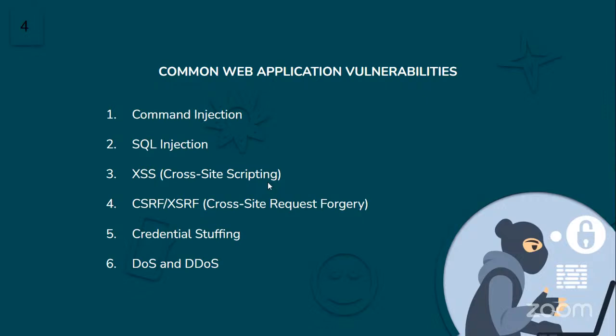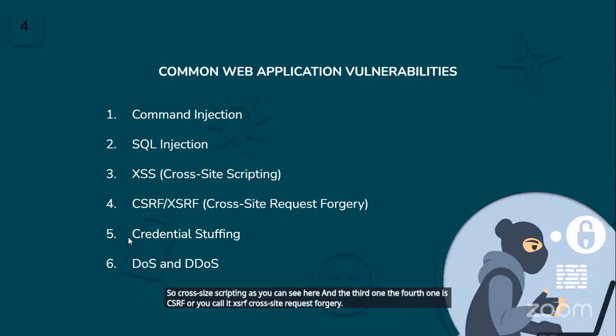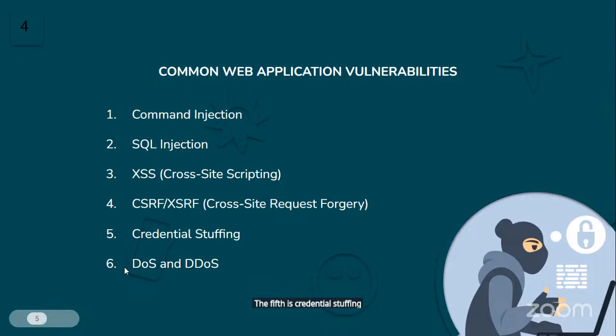So the first one is command injection. The second one is SQL injection, and this is one of the most popular vulnerabilities in web applications. The third one is XSS, which we also call CSS, cross-site scripting, as you can see here. The fourth one is CSRF, or XSRF, cross-site request forgery. The fifth is credential stuffing. And the sixth, which is the last one here, is DoS or DDoS. We are going to take each and every one and have a brief discussion on them.